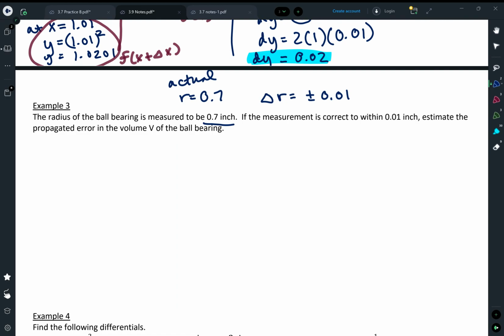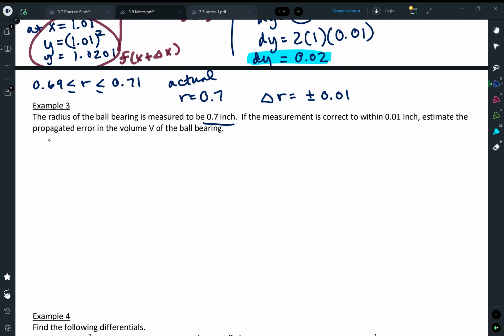So that means my radius could be as low as 0.69. It could be as high as 0.71. All of those would be acceptable values, right? So if I wanted to find what was actually going on here, that's what I would use. I would say 0.69 is less than my R, is less than or equal to, to within. I don't know if that means equal or not. It sounds like it means equal to me. So it sounds like our radius has to be between those two values, right? And that is actual real information here.